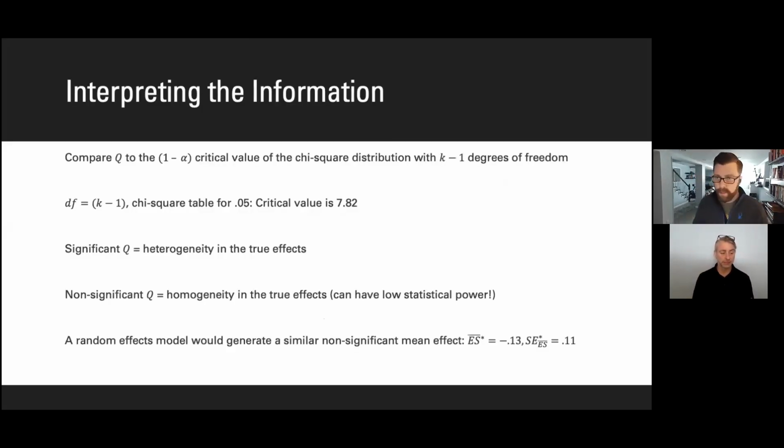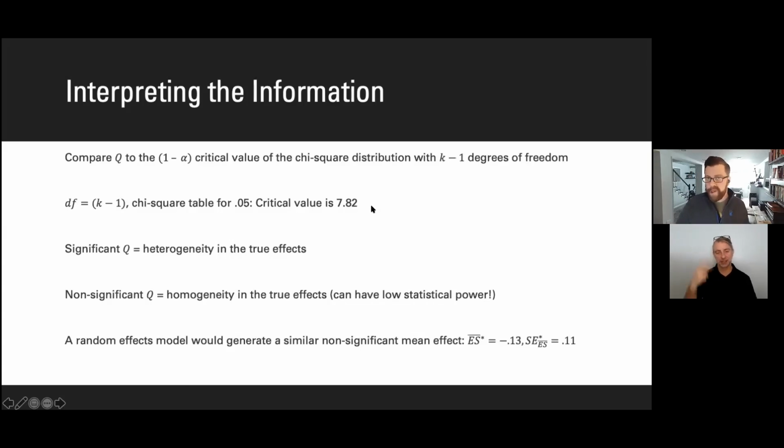We can test whether or not Q is statistically significant, that is, whether or not the effect sizes are homogeneous, using a chi-square distribution with the number of effect sizes minus 1 degrees of freedom. So if we plug that information in, we can identify a critical value of about 7.82. Our Q statistic was smaller than that. So in this circumstance, we would not reject the null hypothesis that those effect sizes are homogeneous.